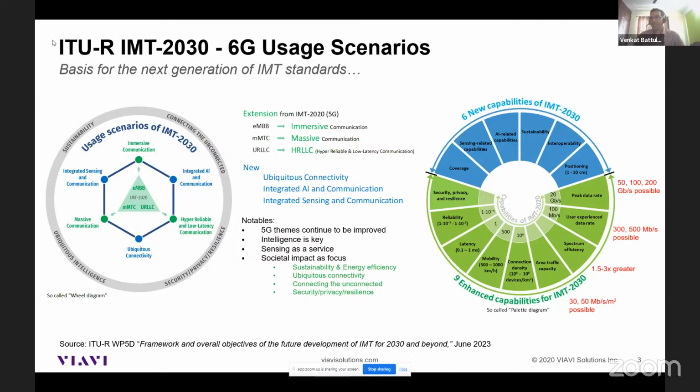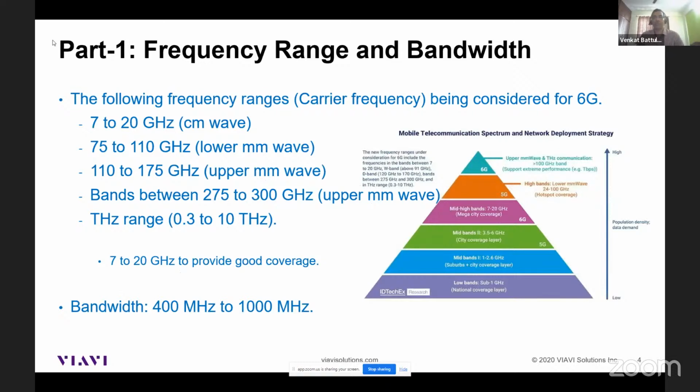Then the peak data rate. On a high-demand scenario, how much data rate does the user experience, and the peak data rate of the system. Okay, so this is the framework in which the 6G activities will take place in the next couple of years. Now we'll go to the topics that we introduced earlier.